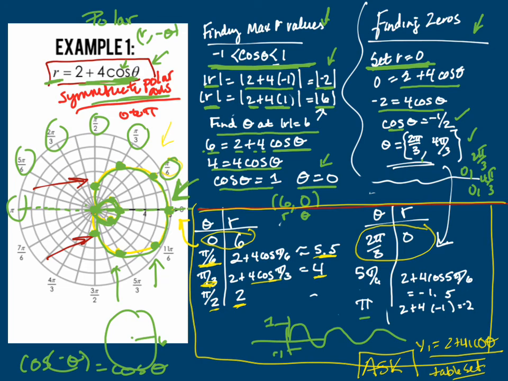All right, so we found the maximum values, we found the zeros, we found the symmetry, and then we graphed it. Okay, so that's how you do these. And we'll do some more examples.